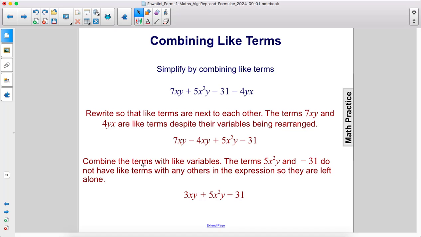You're going to combine the terms with like variables. The only two terms that are like are these first two. These ones are not like terms. You're not going to combine them. You just leave them as is. But 7xy minus 4xy is 3xy.